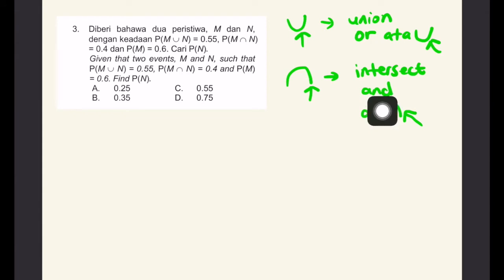Okay. So di sini dia kata given that two events M and N such that P(M∪N) is 0.55, P(M∩N) is 0.4 and P(M) is 0.6. Find P(N). Okay, kalau ada situasi macam ni, you must remember that you learn two types of cases. First one is independent and second one is dependent. So kalau situasi macam ni, definitely adalah dependent lah, sebab dia ada intersection. Apa-apa yang ada intersection itu sebenarnya adalah dependent event.